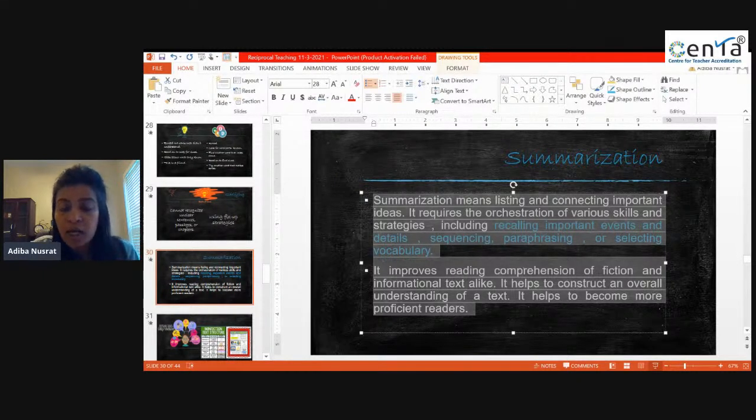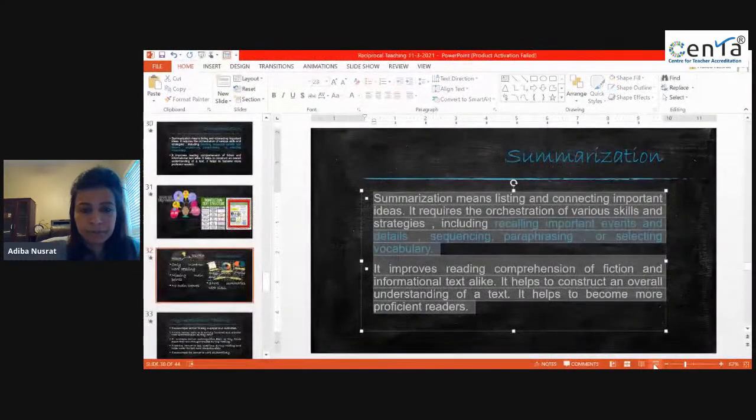And so what are the various graphic organizers? You can see the Venn diagram, the sequence chart, the concept map, the main idea map. So these are the various graphic organizers which we can give our students to support their understanding.